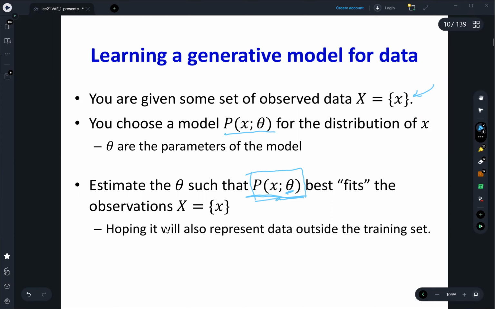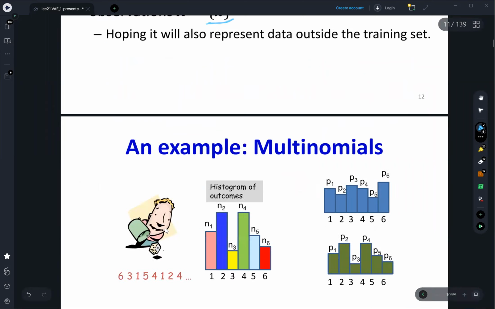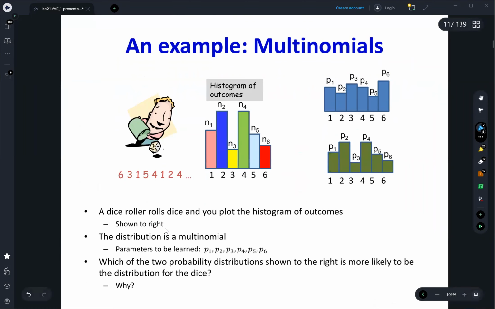And you want to learn this distribution so that it not only fits the data that you have, but also generalizes to data outside the training set. So let's look at some trivial examples, like the category distribution.